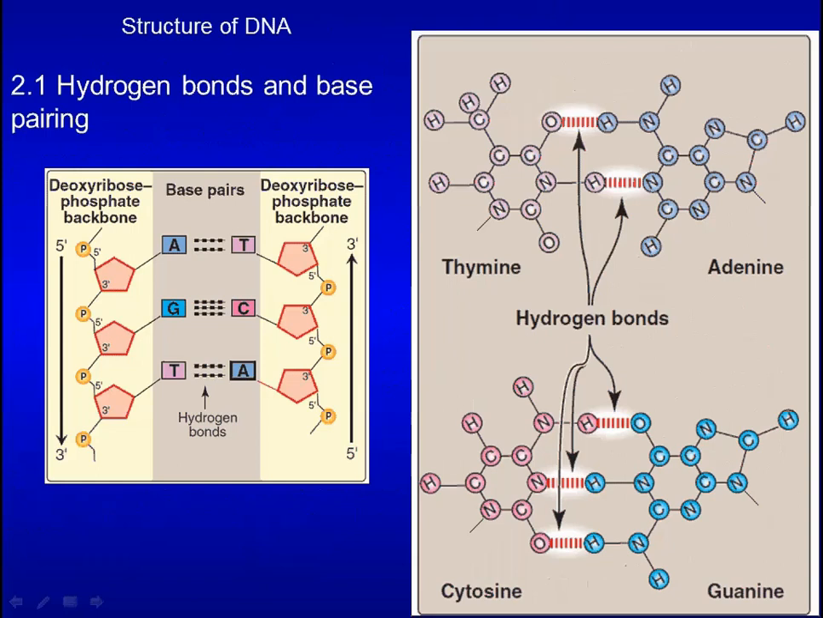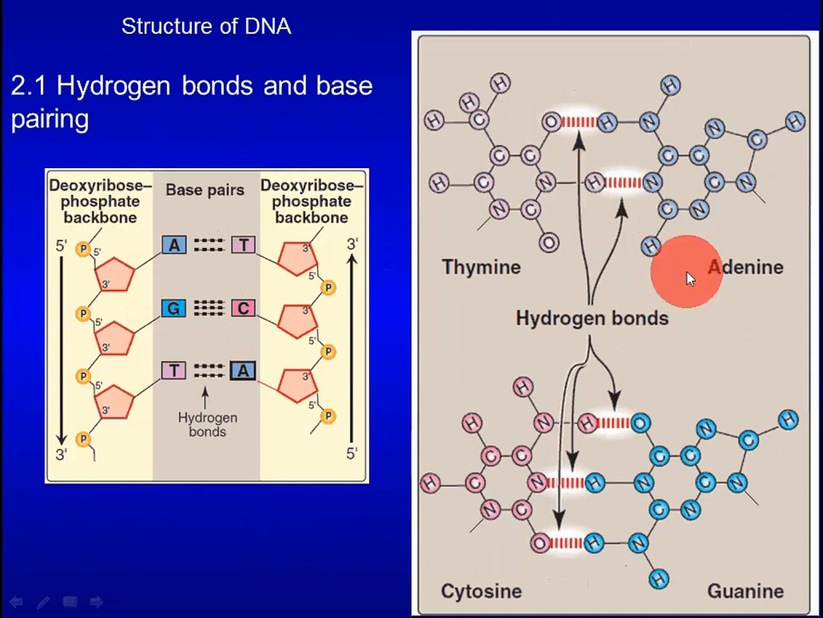Between two bases, hydrogen bonds form. Specifically, between A and T, there are 2 hydrogen bonds. Between G and C, there are 3 hydrogen bonds. And this can be seen better in the pictures shown on the right panel.